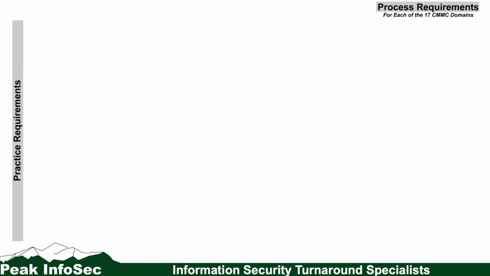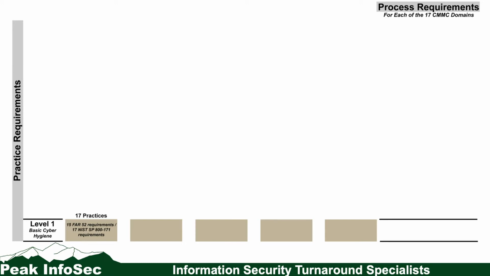So now let's look at the practice and process requirements as they apply to the different levels. In Level 1, Basic Cyber Hygiene, we realistically have 17 practices that come from the FAR 52 requirements. They're also the top level NIST 800-171 requirements. As you can see, there are no process requirements at Level 1.